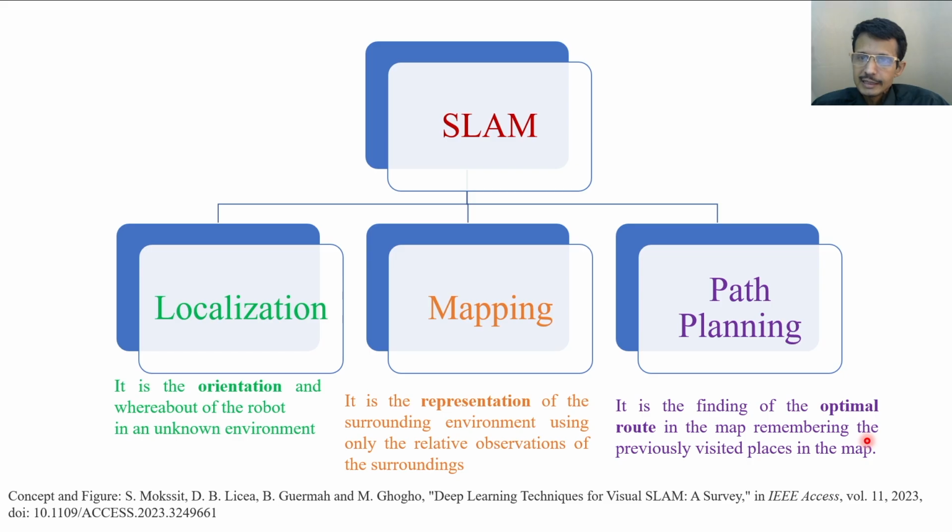One thing we will see later is that the robot should not move in a circular path. Let's say there is some loop. It should not just walk in this loop; it has to get out of this loop. This is called loop closure. We'll see that later. So basically SLAM has three main parts: localization, mapping, and path planning.